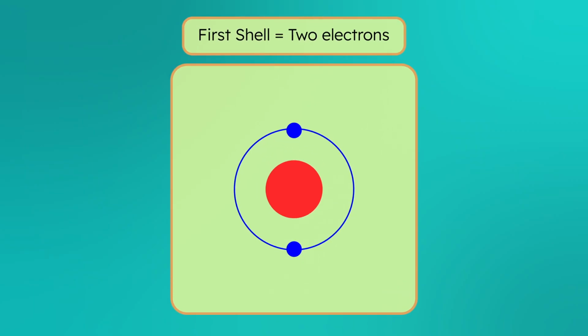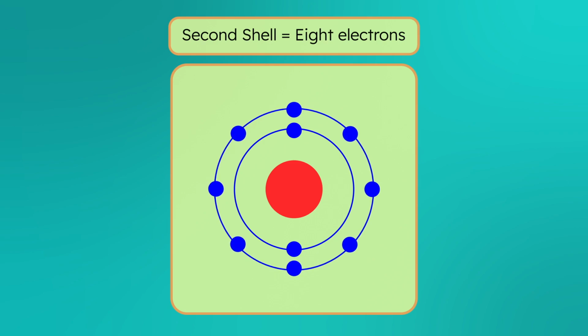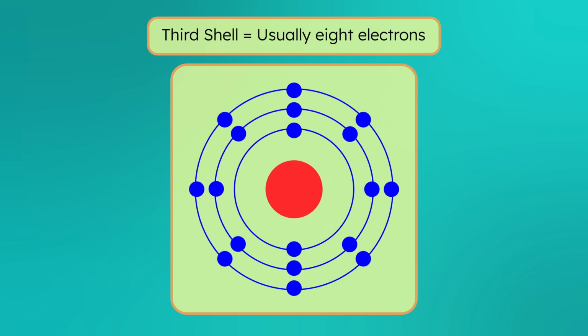How many electrons fit in each shell? The first shell holds up to 2 electrons. The second shell holds up to 8 electrons. The third shell usually holds up to 8 electrons, though some elements can hold more. But all the elements we'll look at today will have 8 or fewer in their third shell.